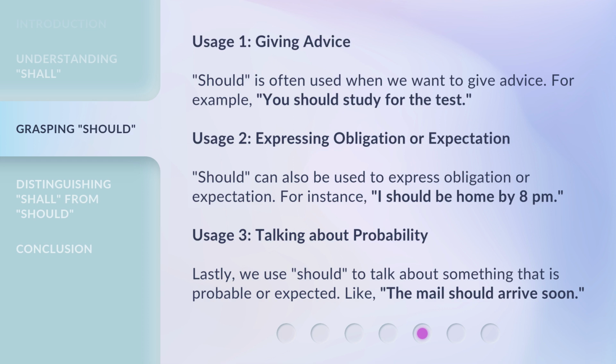Usage 2. Expressing obligation or expectation. Should can also be used to express obligation or expectation. For instance, I should be home by 8 p.m. Usage 3. Talking about probability. Lastly, we use should to talk about something that is probable or expected. Like, the mail should arrive soon.